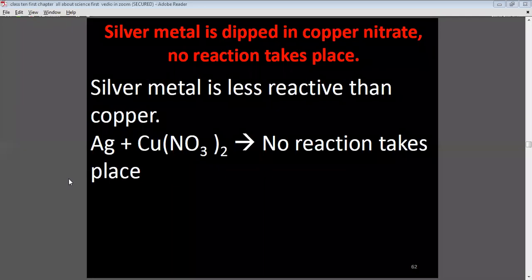The question arises: silver metal is dipped in copper nitrate. No reaction takes place. Silver metal is less reactive than copper. The answer: Ag plus copper nitrate, Cu(NO3)2, no reaction takes place.